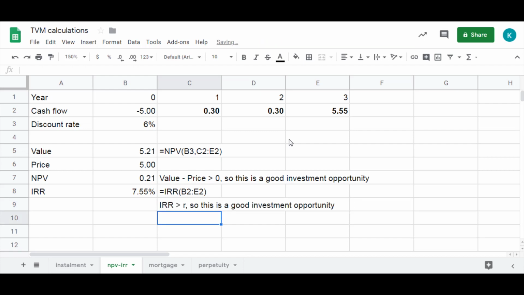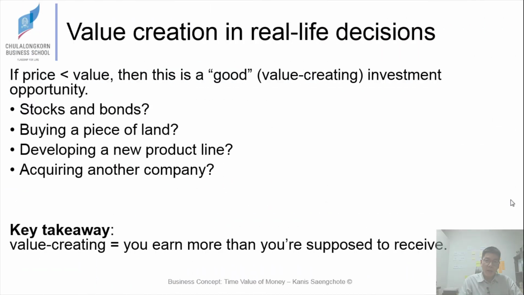The NPV and IRR calculations are the workhorse of financial decision making. So if you understand the logic here, then you're good to go. So now that you see the calculations in the spreadsheet, what does this leave us with? How do we apply this in real life decision making? Remember, if price less than value is a good investment opportunity, you can replace the cash flows with other investment opportunities you may be faced with.